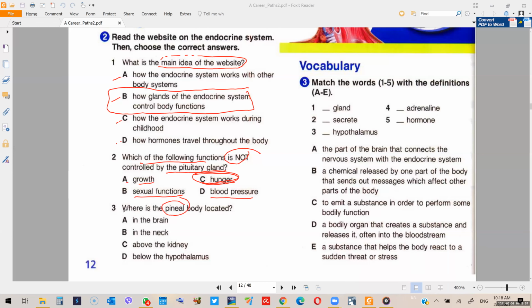Okay, so where is the pineal body located? Is it in the brain? Is it in the neck? Is it above the kidney? Is it below the hypothalamus? Yes, good. So it is here. The correct answer is A. So question 1, the correct answer is B. Question 2, the correct answer is C. And question 3, the correct answer is A. Good.